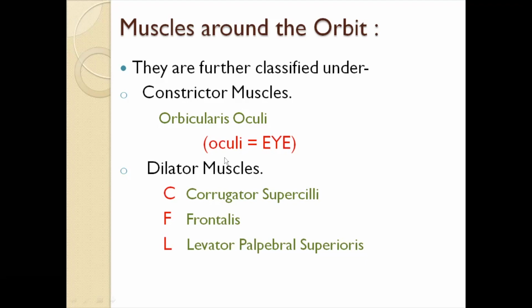Orbicularis oculi, oculi is equal to eye. So oculi is always present inside the orbit, in the orbit. Now coming to the dilator muscles, they are three in number. Just to remember the dilator muscles, remember CFL.